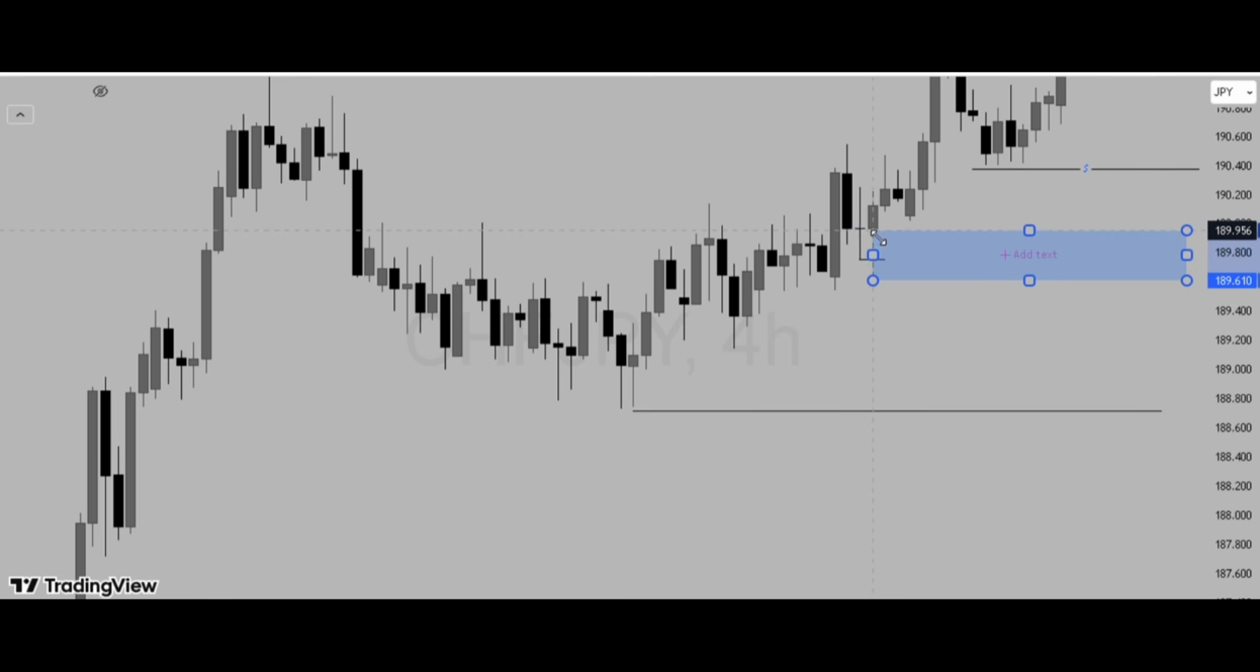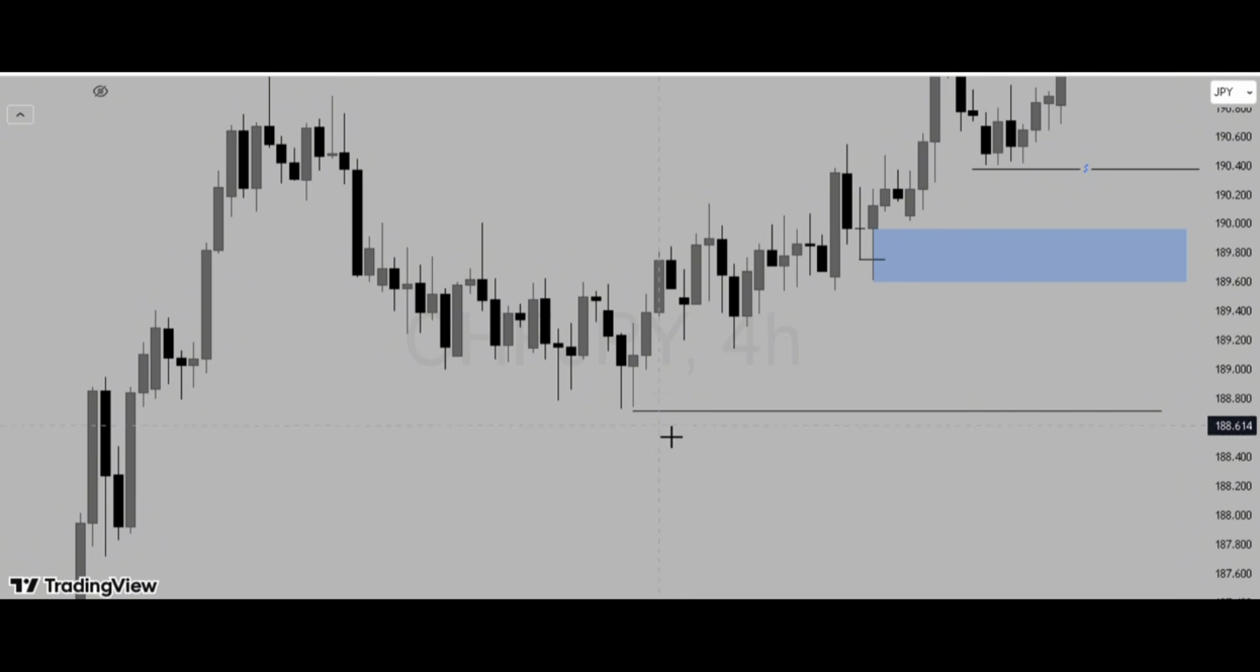And the wick of this candle that swept the previous candle was not retested, was not mitigated. Market did not come there. So this is the kind of candle that gives me a hidden POI. Sometimes if I can't find an order block with a fair value gap, this is the type of POI I also look for.